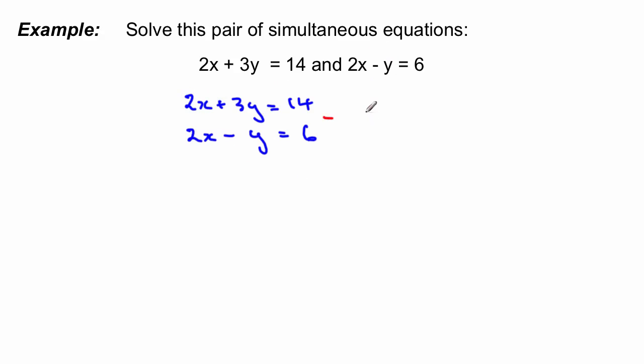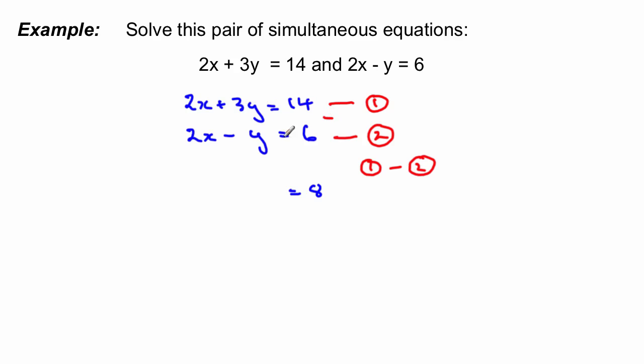So what we'll say is we're going to call this equation 1, this one equation 2, and we're going to take number 1 and subtract number 2 from it. So 14 take away 6 gives us 8.